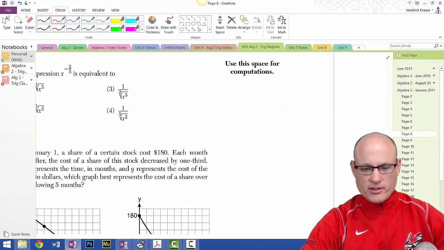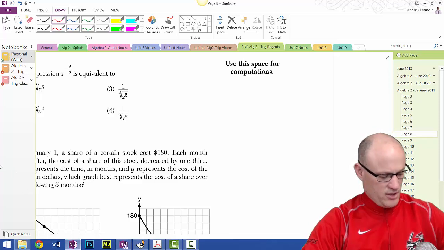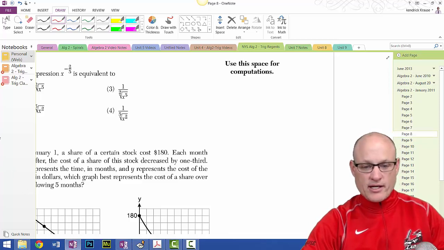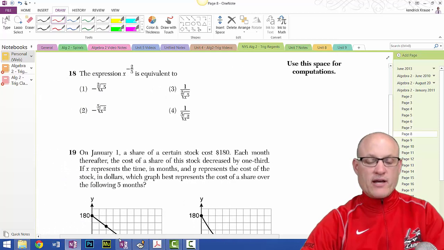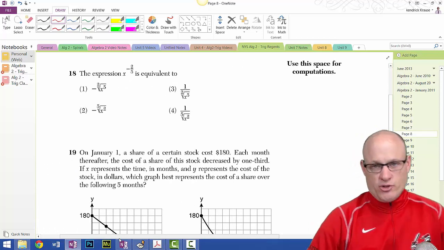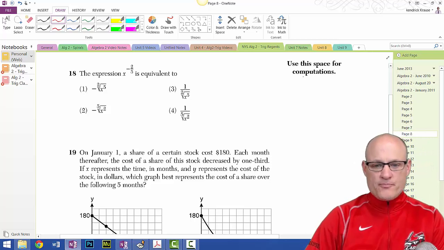All right, kids, here we go. Famous negative exponents. We love to ask negative exponents because for some reason, students still think that negative exponents have something to do with being negative. I have no idea where my mouse is. There it is. They have nothing to do with being negative. Nothing at all.